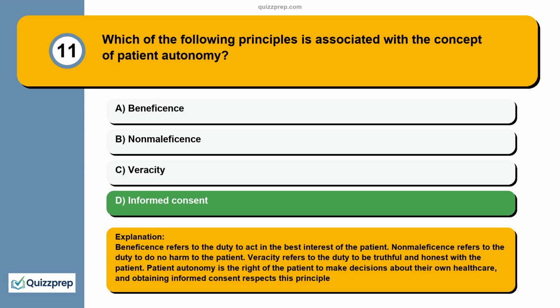Beneficence refers to the duty to act in the best interest of the patient. Non-maleficence refers to the duty to do no harm to the patient. Veracity refers to the duty to be truthful and honest with the patient. Patient autonomy is the right of the patient to make decisions about their own healthcare, and obtaining informed consent respects this principle.